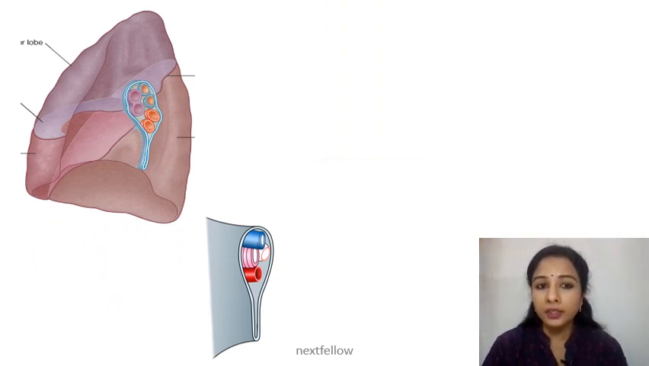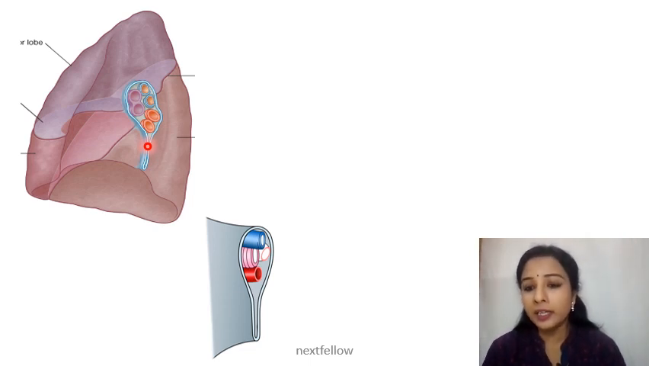We know that the visceral layer gets reflected along the root of the lung. When it is getting reflected, it extends beyond the root, forming a ligament called the pulmonary ligament. We can see here, this is the pulmonary ligament, which is extending beyond the root of the lung. This pulmonary ligament contains loose areolar tissue and some nerves, sympathetic and parasympathetic, supplying the lungs.